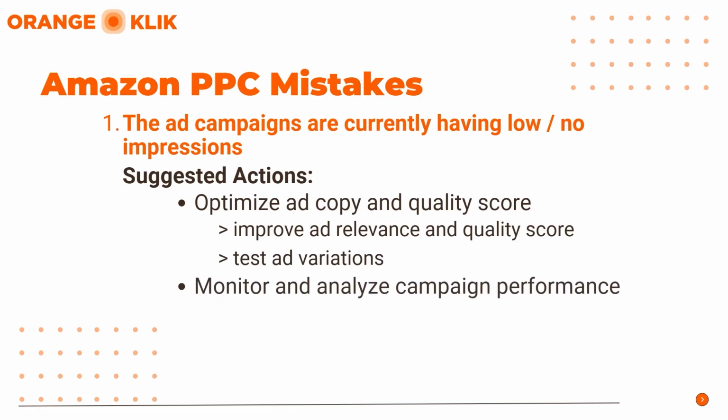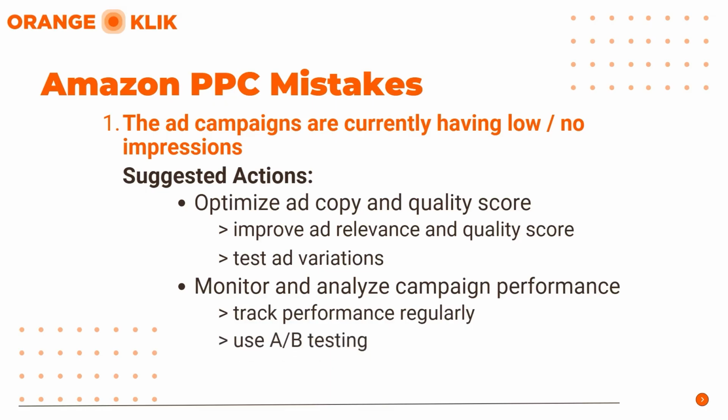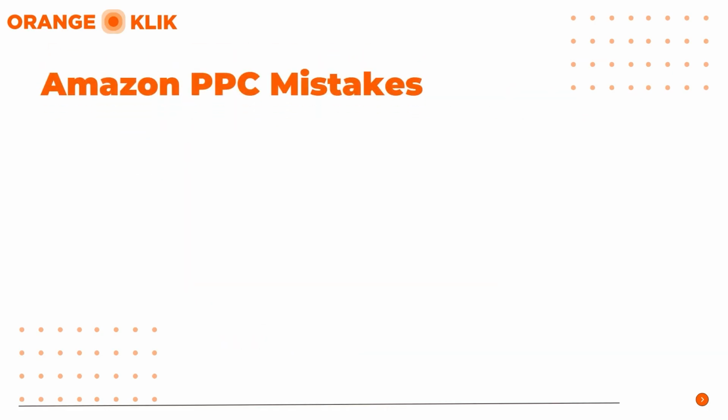Lastly, monitor and analyze campaign performance. Track performance regularly. Use PPC analytics tools to monitor how your ads are performing in terms of impressions, clicks, and conversion. Make sure to adjust based on performance data. Use A/B testing as well. Run A/B tests on keywords, bids, budgets, and targeting to identify the best combination of maximizing impressions and driving successful campaigns. By following these steps, you can troubleshoot and improve low or no impressions in your PPC campaigns, ensuring that your ads reach the right audience and drive better results.